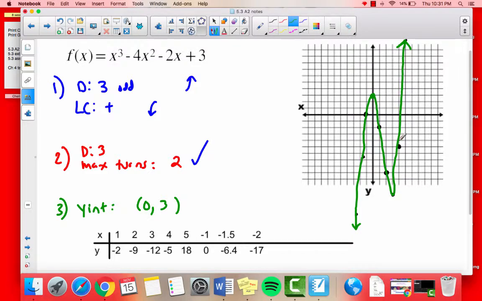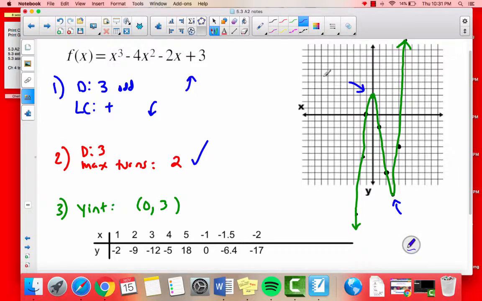So I plugged in these points. I've got my graph here. Make sure it matches the end behavior that you stated in step 1, which mine does. It goes up on the right and down on the left. And if you look at my max number of turns, the max I said it could turn was twice. Well, here's 2 turns. I've got the top turn here and then the bottom one here.